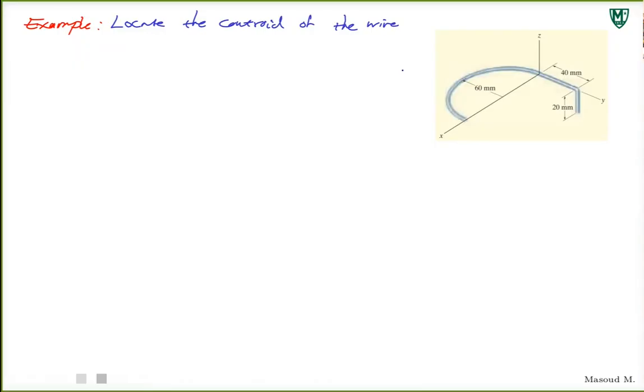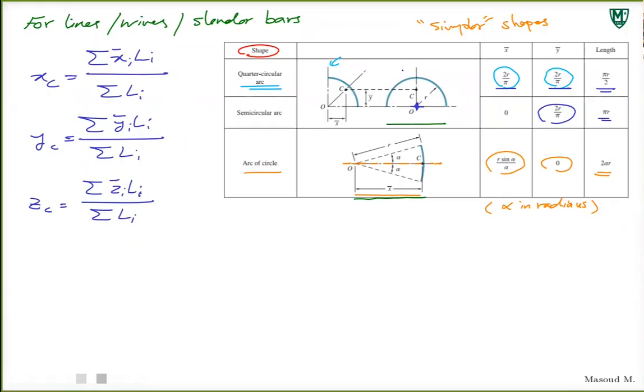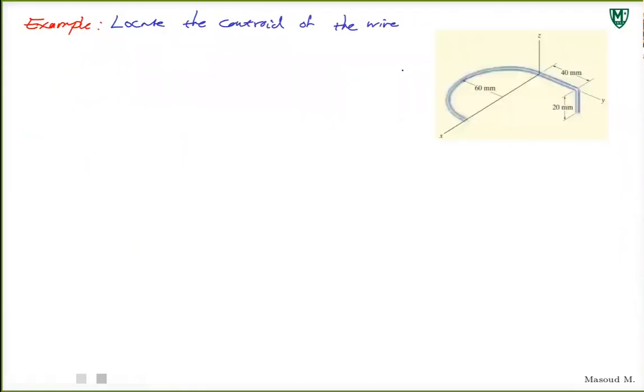Now look at those simpler shapes. We have a semicircle, we have a quarter circular arc, and we have an arc of a circle. In this case, we do see a semicircle there. So here's what we do. We have to break this into simpler shapes, and then using the information we have from the table and the fact that it's a composite body, we should be able to find its centroid. So we're going to divide it into three parts.